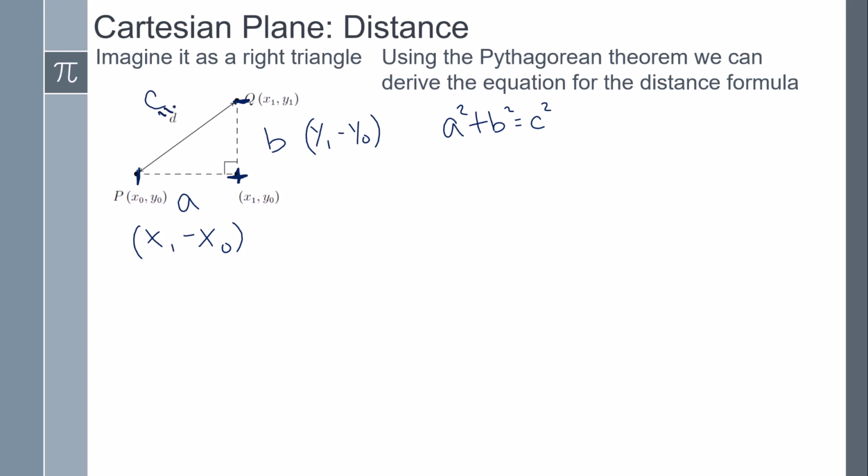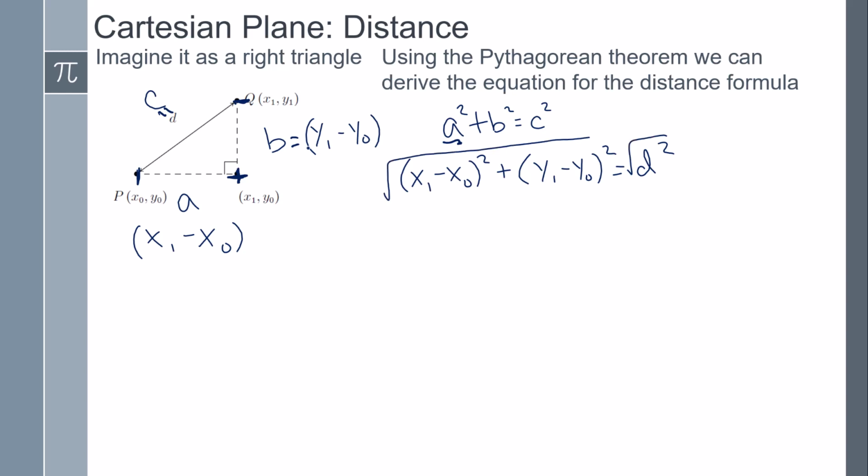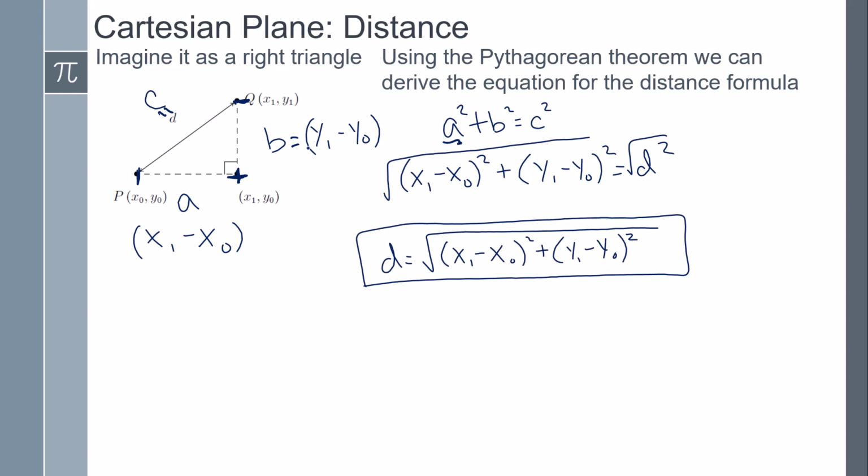So we're just going to plug it into the formula. A, we said, was x sub 1 minus x sub 0, squared, plus b, we said equaled y sub 1 minus y sub 0, squared, and then instead of c, it's d, the distance, so I get d squared. And then we square root both sides, and then we have our distance formula. This is something we need to know.